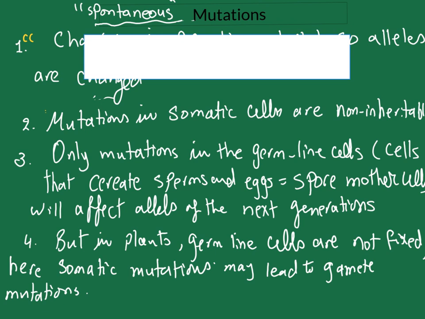In plants, some changes that happen in the germline cells are not fixed. This means that a somatic mutation that can happen in a plant can be inheritable and go into the gametes in another part of the plant. So if a mutation happens in somatic cells of a stem, you can see new features in the flower or fruit of the same plant in the next generation.